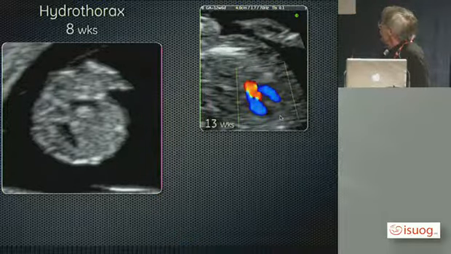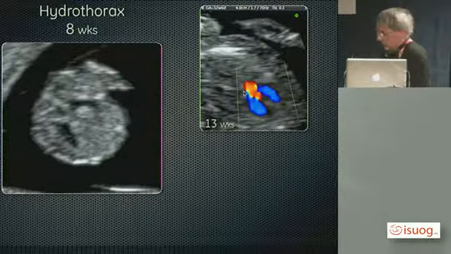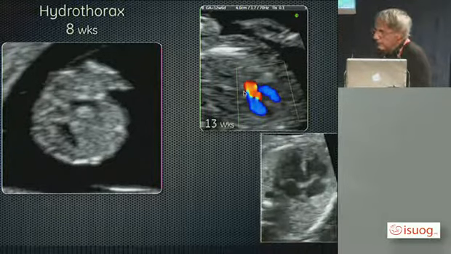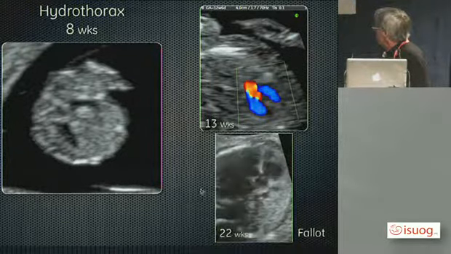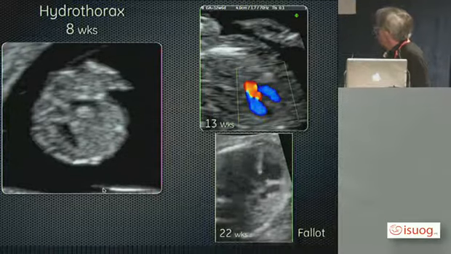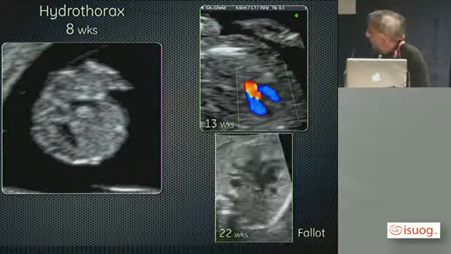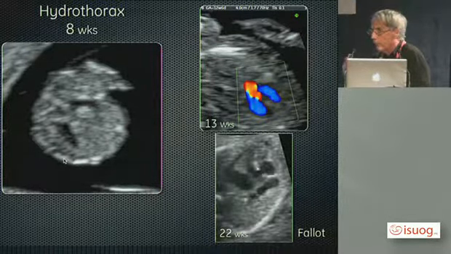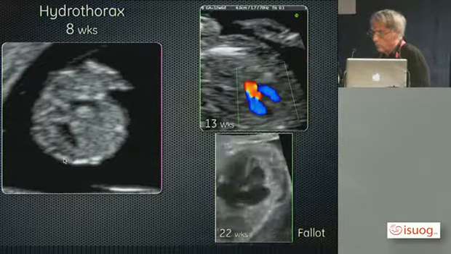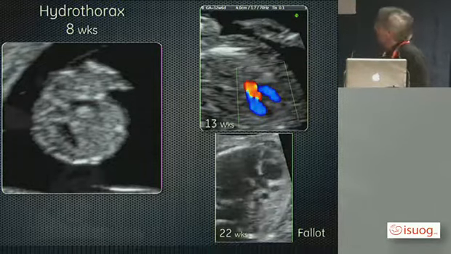And I did a scan at 13 weeks, and something was wrong with the heart. But we made the final diagnosis at 22 weeks, and it was a tetralogy of Fallot. So maybe this was a marker, a first sign that something was wrong with the heart.